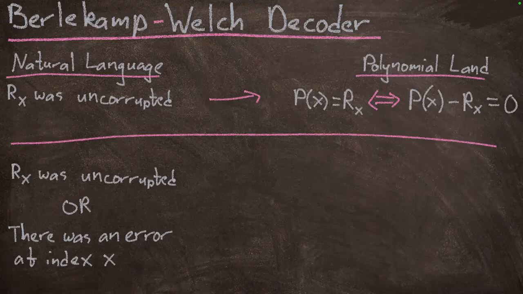Yeah, so it's almost a tautology. How do we write that as an algebra statement in polynomial land? Specifically, how do we write that "or"? How do we write an "or" as an algebraic statement?